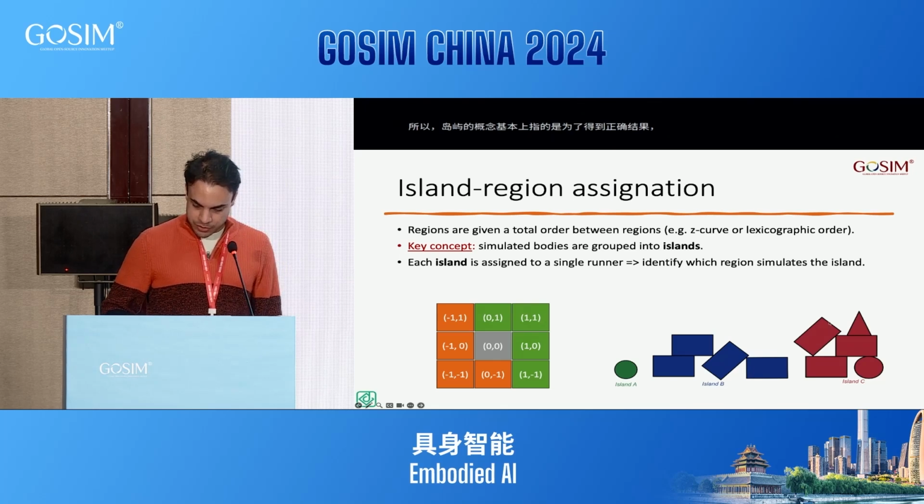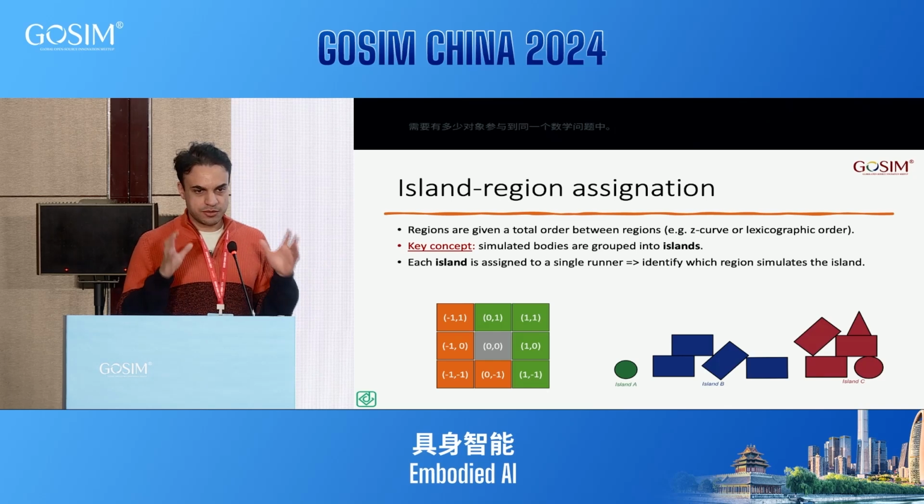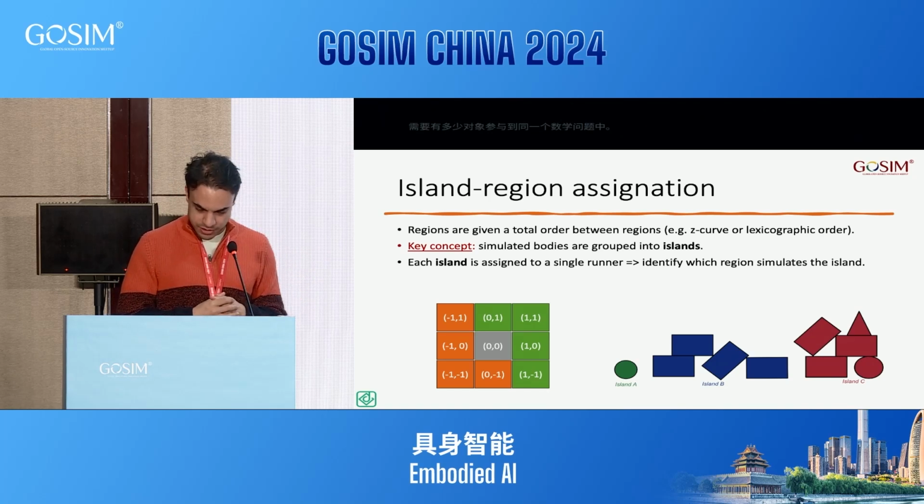So this is important because what this means is that a single Rapier or any physics engine instance has to simulate a complete island independently from how it's scattered in space. And you will see a schematic just after.